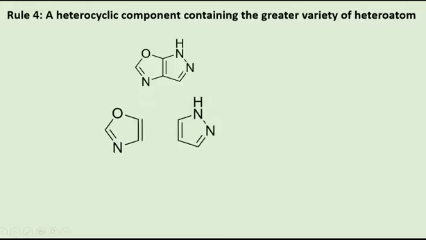Next one is a heterocyclic component containing a greater variety of heteroatoms. Let us say both have the same number of heteroatoms. So here we have oxygen, nitrogen. Here we have 2 nitrogen. So whichever contains the greater variety of heteroatoms shall be considered the major ring. If we split the ring, now we have an oxazole and a pyrazole. This is the major ring because it has oxygen and nitrogen, and this shall be considered the minor ring because of low variety.